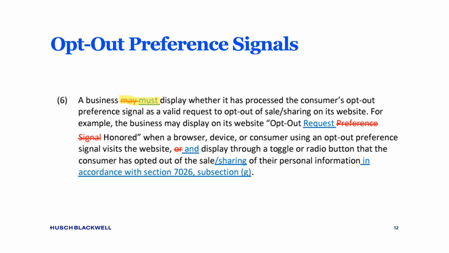This is typically done through a consent management platform, like a OneTrust type consent management platform. As it stands now, businesses have the option of displaying that they have recognized the signal. It's optional, and you can see that here where it says "may display whether it has processed the opt-out preference signal." The draft regulations seek to make that mandatory, changing "may" to "must." And so businesses would need to say that they are recognizing the signal.